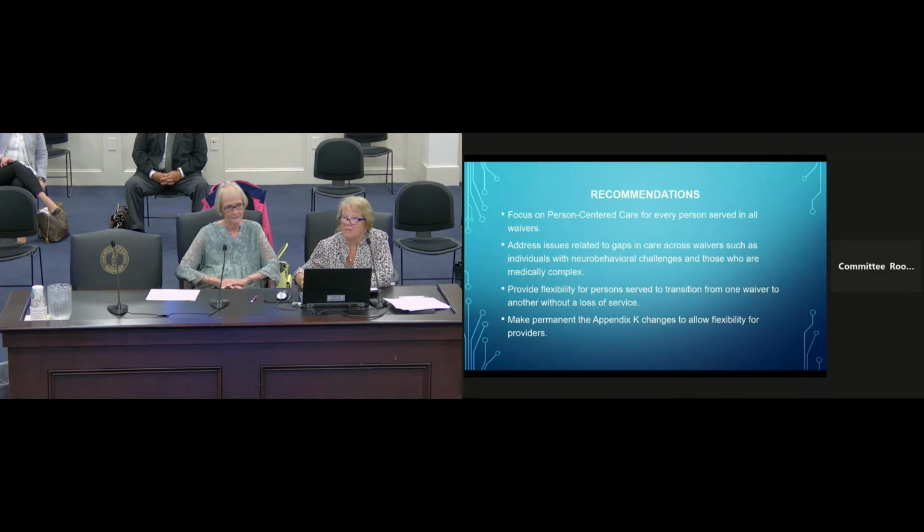So that's what's different about ABI. And probably all our disabilities. I don't want to just section that, because this is all about serving all of our people in the waivers. Gaps in care.